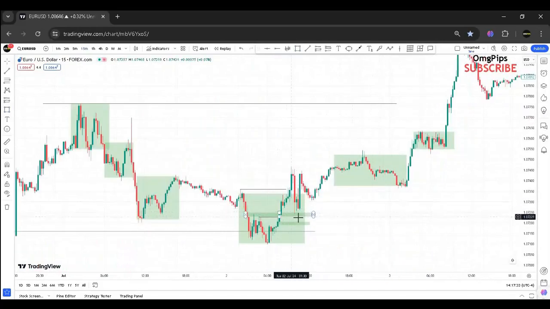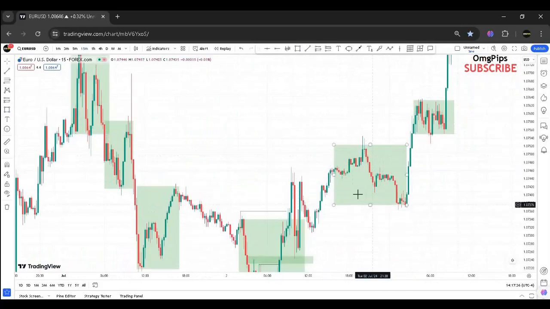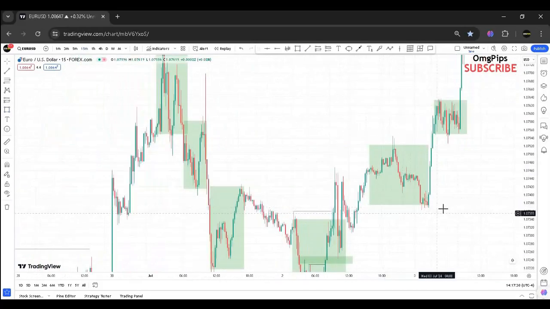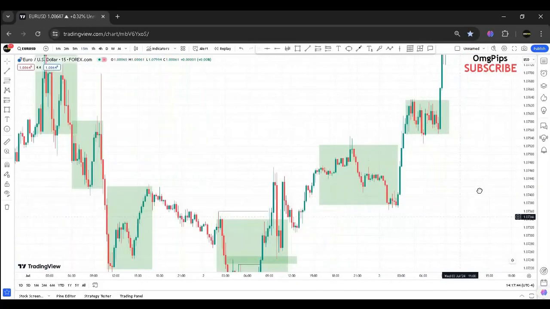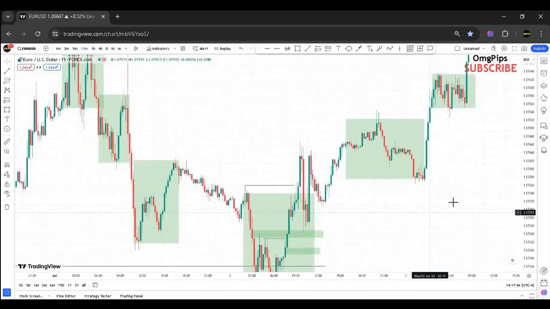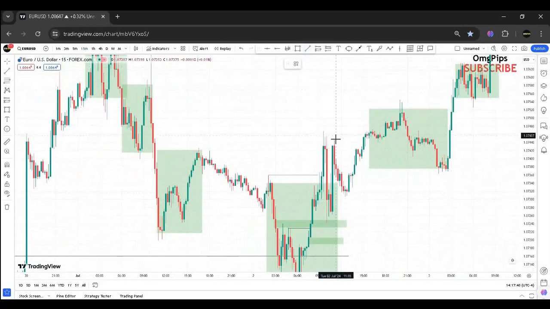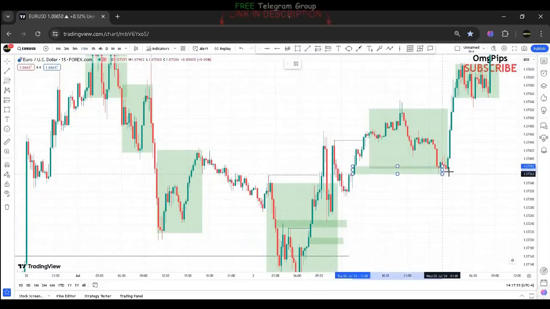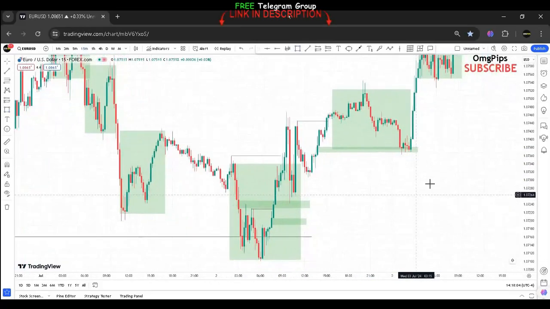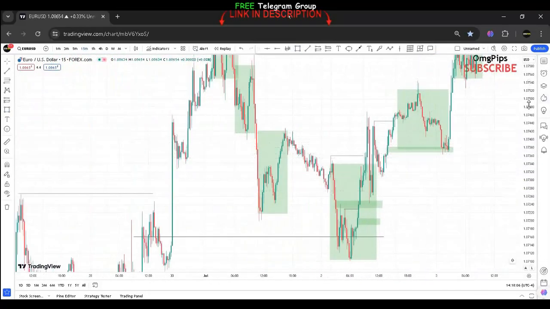If you missed this entry right here, you could wait for the accumulation phase. And how would you know where the accumulation phase is going to go, how low it's going to go? So right on the 15-minute, we can see we have our break of structure right here, and below that break of structure we have this fair value gap in here. That is where price reacted from, right? So that is your second entry.